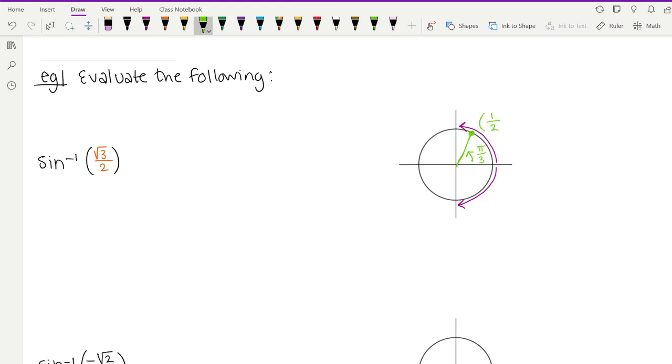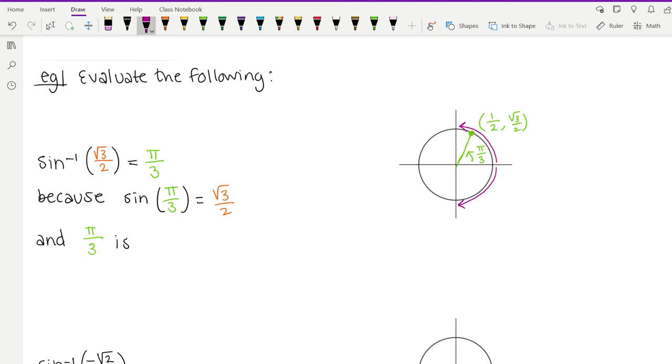So at pi over 3, the x coordinate would be 1/2. The y coordinate, which is what we're interested in, would be square root of 3 over 2. And so inverse sine of square root of 3 over 2 is equal to pi over 3. And again, the reason for that is because sine of pi over 3 is equal to square root of 3 over 2. And additionally, our angle pi over 3 has to be in the interval from negative pi over 2 to pi over 2, right? It's between negative pi over 2 and pi over 2. It's not bigger than pi over 2 or smaller than negative pi over 2.